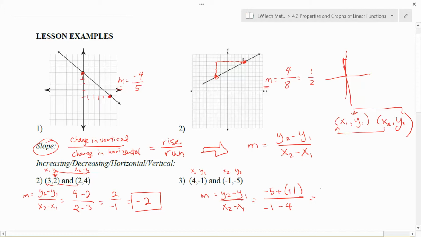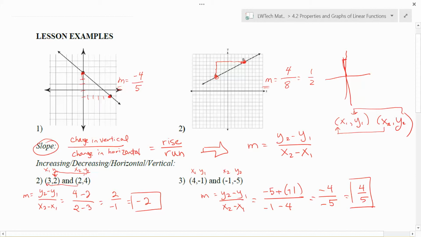On the top, don't forget if you're subtracting a negative, that's like adding. So we end up with negative 4, and on the bottom, negative 1 minus 4 is negative 5. Now here we have a negative divided by a negative, so it's best to go ahead and resolve that to be a positive, because negative divided by negative is a positive, and in this case we have a positive slope of 4/5.